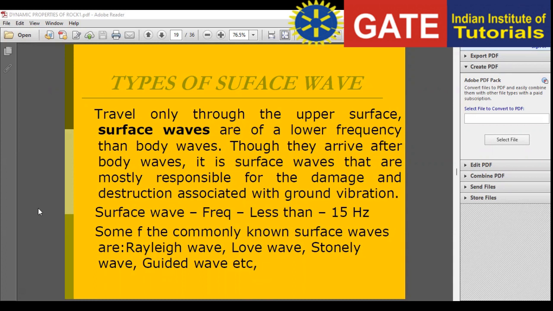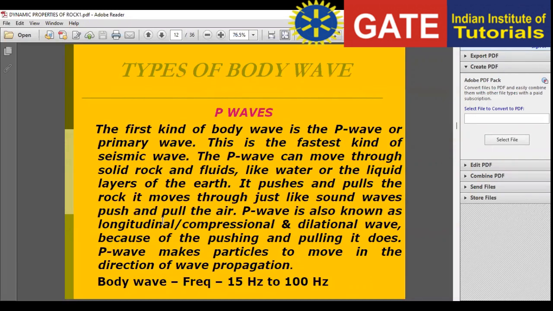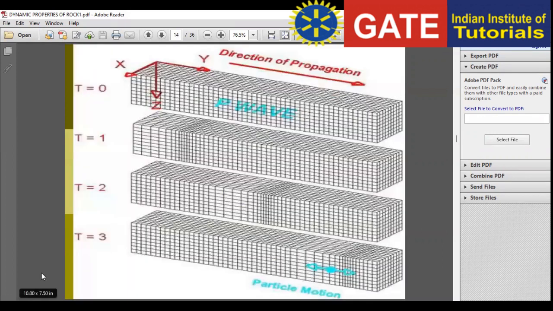So next is the surface wave, and surface waves travel only through the upper surface, like a ripple on the water surface. Surface waves are of a lower frequency than body waves, so they arrive after body waves. It is the surface waves that are mostly responsible for the damage and destruction associated with ground vibration. Surface wave frequency is less than 15 hertz, whereas body wave frequency is between 15 and 100 hertz.